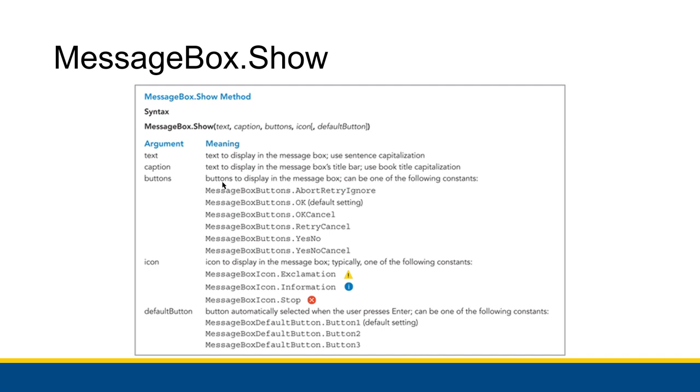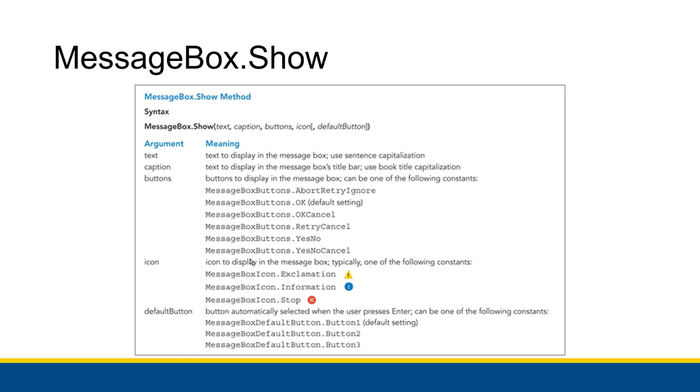The buttons. They are buttons to display in the message box. They can be one of the following constants. You actually type these out when you're creating a message box. So you would type out, say, message box buttons dot okay, which is default, or message box buttons dot retry cancel. All of these actually dictate what the captions on the buttons on this message box will be. So what you saw before with the exit message box, that was used with message box buttons dot yes no.